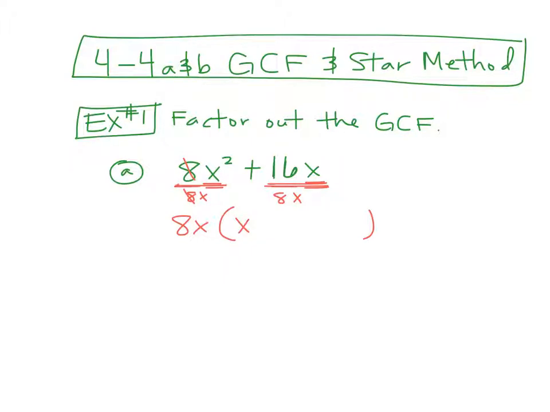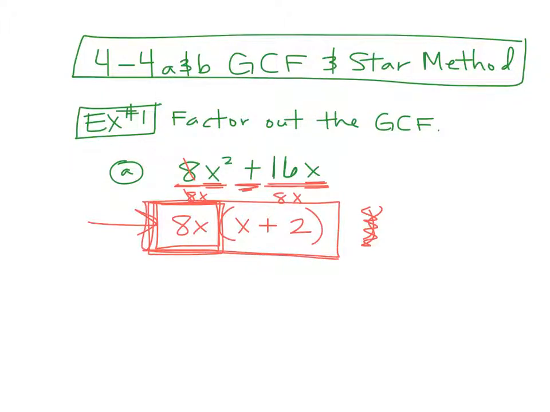Then you have 16x divided by 8x. What is that? 2. Don't forget your plus. My parenthesis is way out there. So when you factor it out, it's 8x times x plus 2. When they ask you just factor it out, this is what they're looking for. What is your greatest common factor? If they ask you for the GCF, you only have to give that, 8x. Okay? When you factor it out, if they want you to factor it completely, you'll give that, the whole thing.